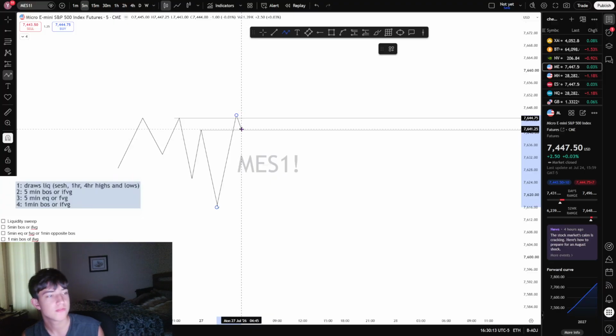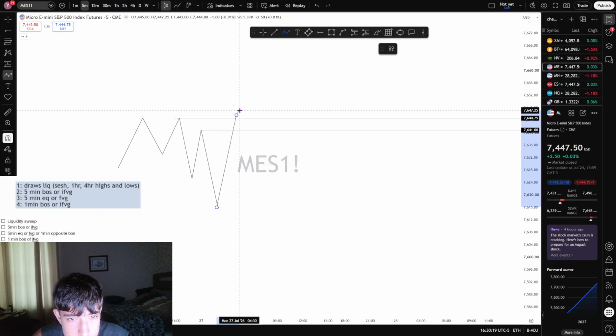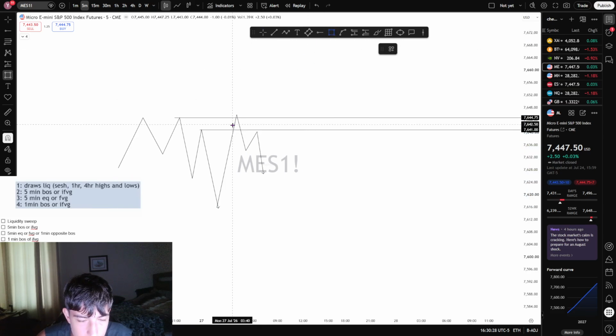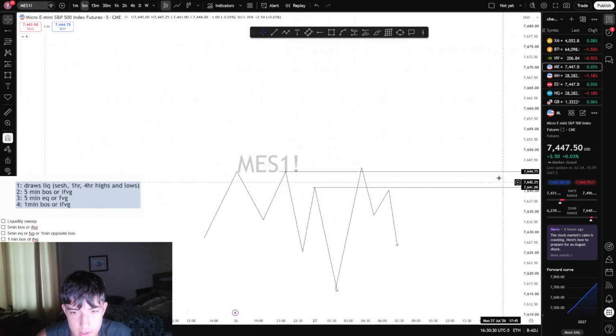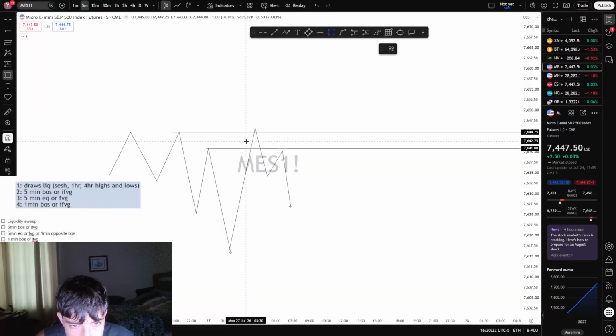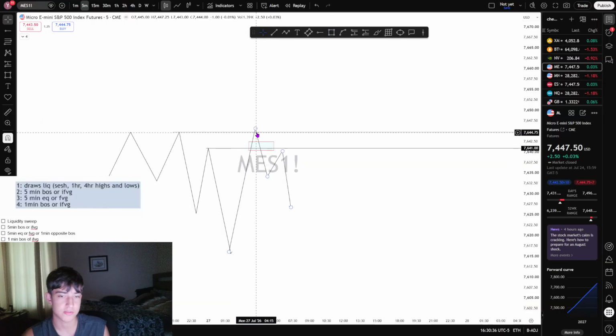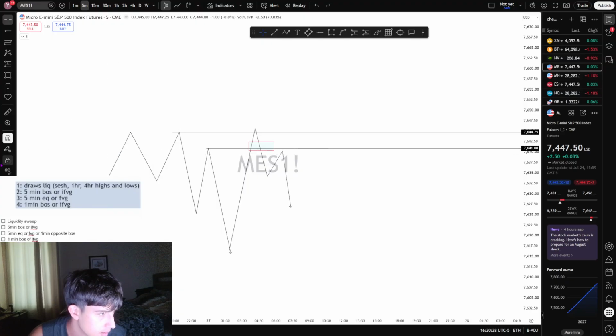Second, we have a 5-minute break of structure or an IFVG. It means that while it does this, it makes a fair value gap somewhere, and it inverses it, or it just breaks structure on the 5-minute to the downside.